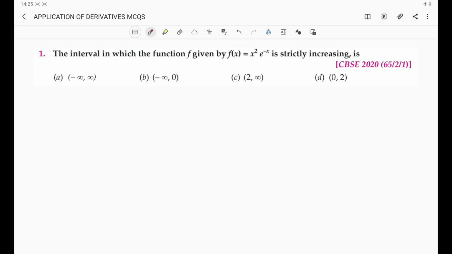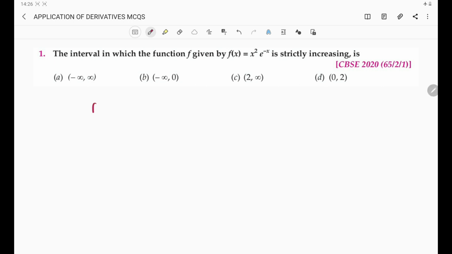Hi everyone, in this session we will discuss the multiple choice questions of applications of derivatives. Question number 1. The interval in which the function f given by f of x is equal to x squared into e to the power of minus x is strictly increasing. You are given the 4 options, let us choose the right option by solving it.